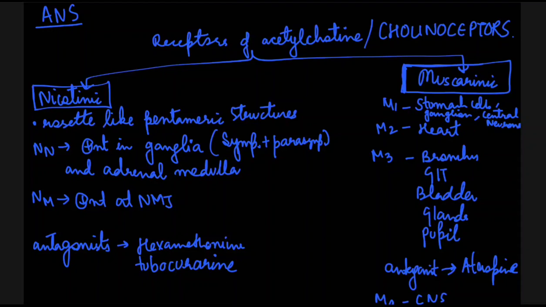The antagonists of nicotinic receptors are hexamethonium and tubocurarine.